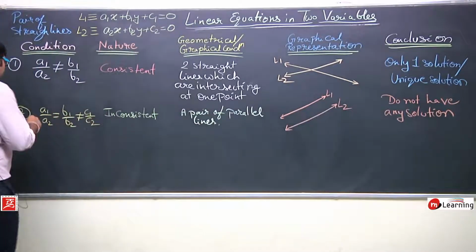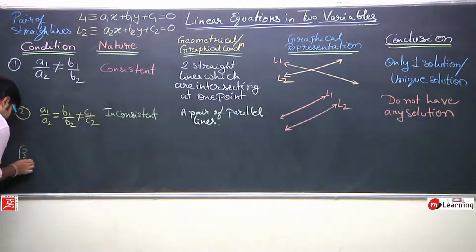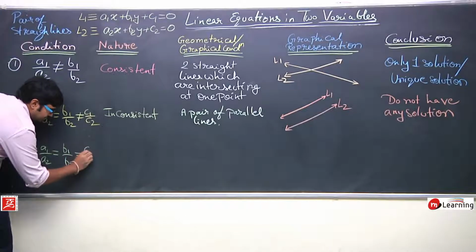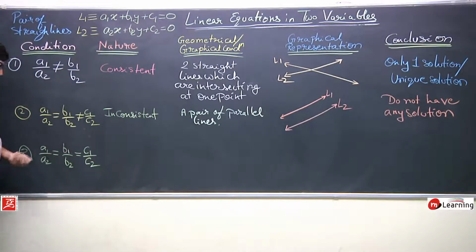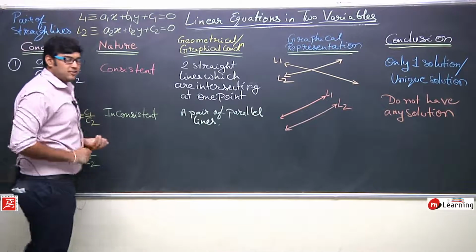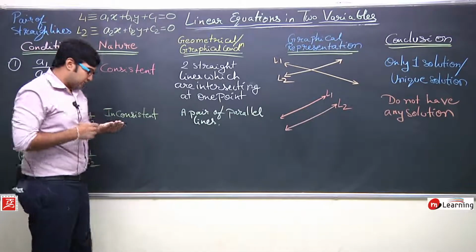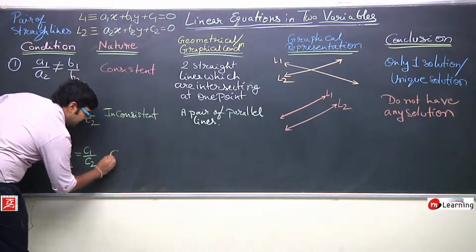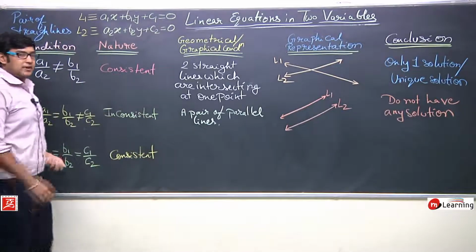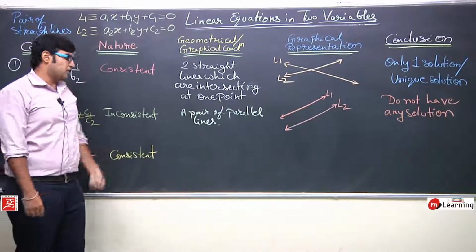And the third condition that we have studied is a1 upon a2 is equal to b1 upon b2 is equal to c1 upon c2. This is the third condition that we have studied. And when this condition holds, what will be the nature of the pair of linear equations? The nature of this pair will be consistent. We will call it consistent.